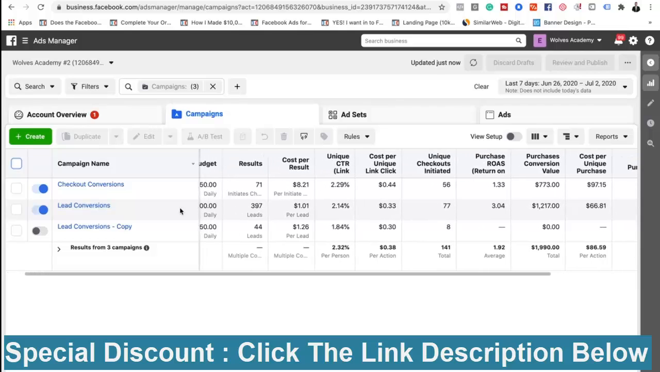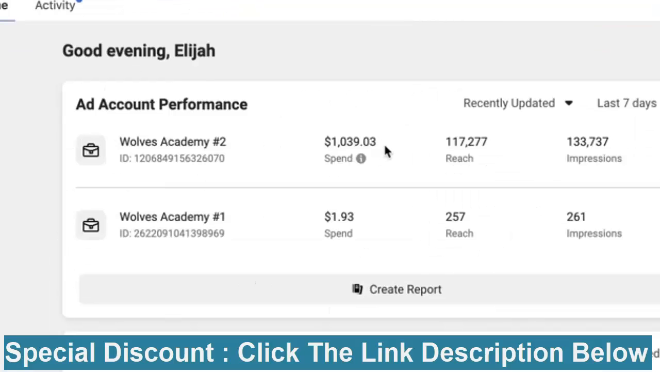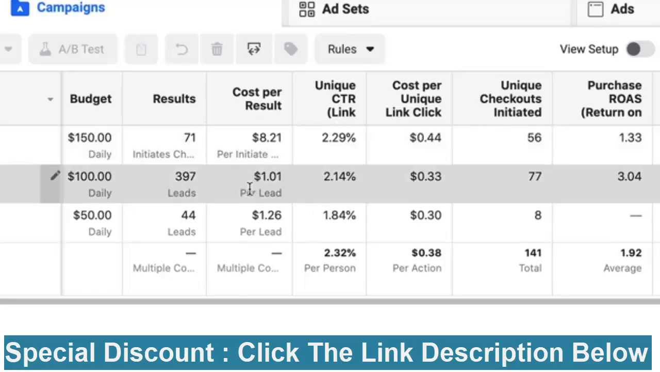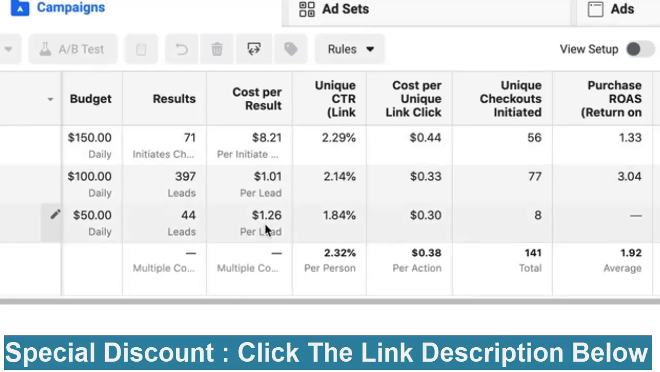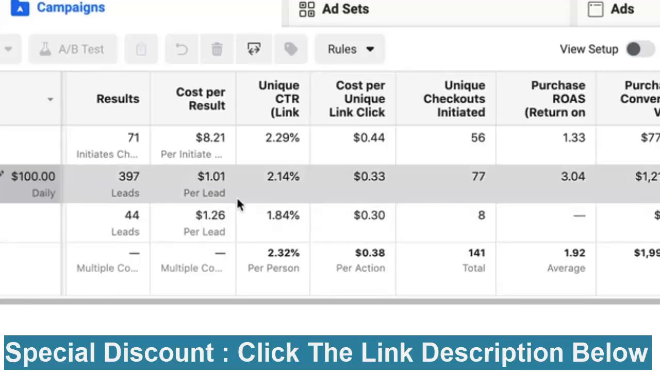we're going to look at the overview from the last week. If I look from the ads manager that I just started right here, we have $1,039 spent. And if we look from the campaign overview, we have on average about $8 per initiate checkout, $1 per lead, and then we were getting $1.26 per lead on this other campaign. I should have left it going. I actually might turn it back on, but no sense when I could just continue to scale this one.